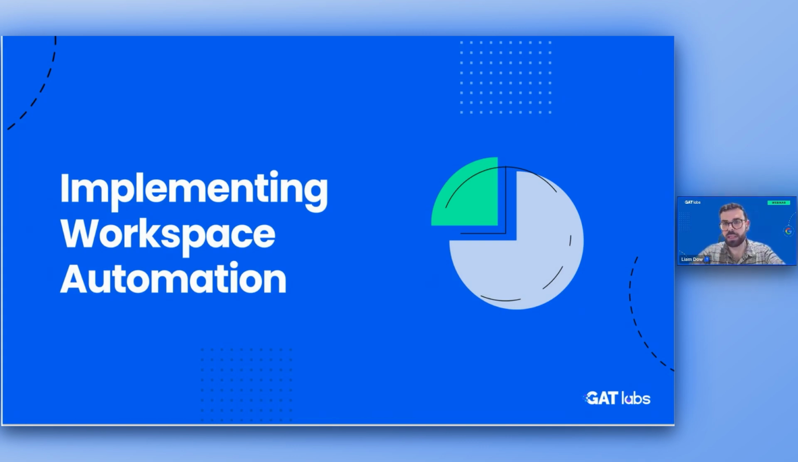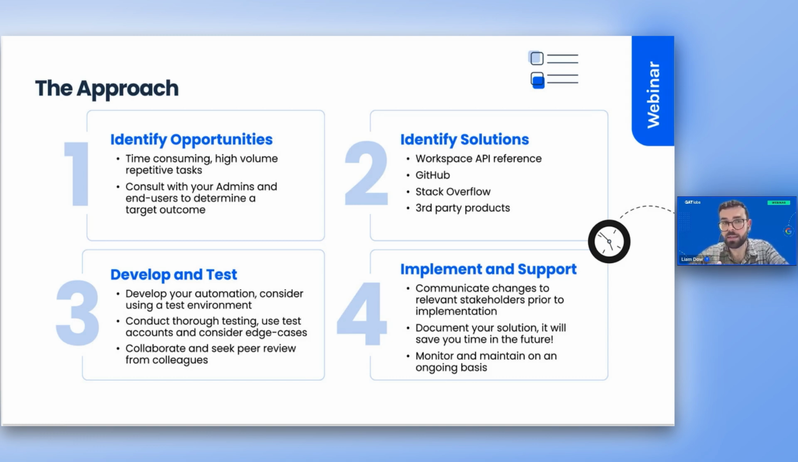Right, so we're coming towards the end of the session here. So, implementing workspace automation. Before I go through this, I would highlight we are going to be sending a post-webinar document to you in the coming days, and it's going to cover a lot of things I've talked about, and also how you can start to implement automation in your own environment. But really, it begins with identifying the areas that you want to automate. I'm sure many of you already have things in mind that you want to change and automate. But look at the time-consuming, high effort, high volume, repetitive tasks.